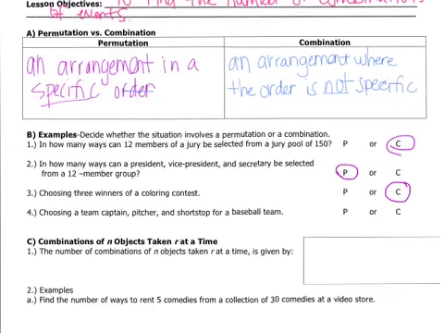All right, and number 4, choosing a team captain, pitcher, and shortstop for a baseball team. Permutation. It's definitely different being the shortstop than the pitcher. Okay. So permutation, the order matters. Combination, it does not. All right.